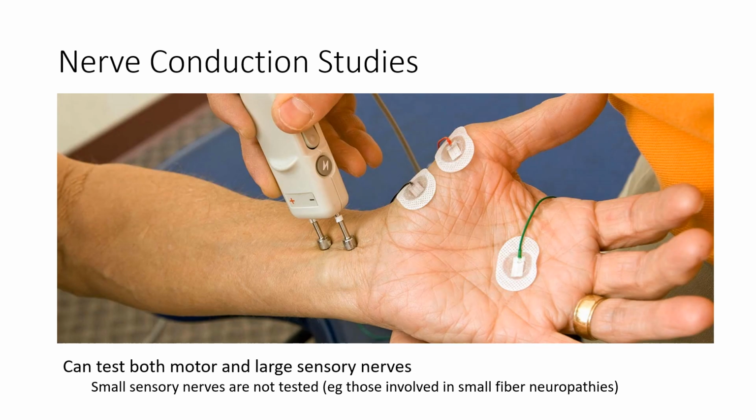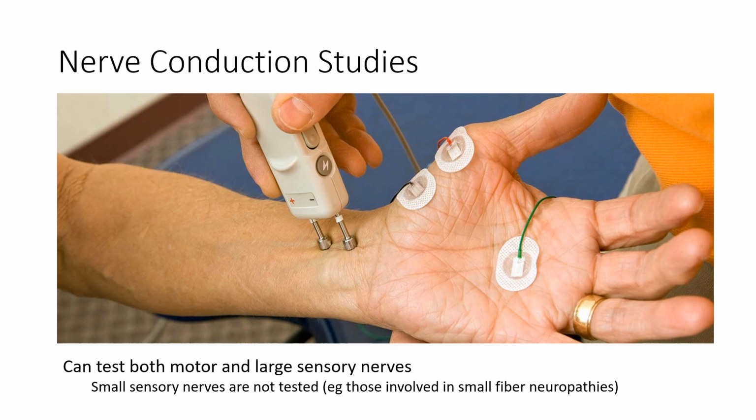So moving on now to talk about EMG and nerve conduction studies. So we'll start with nerve conduction studies. Nerve conduction studies are electrical studies in which we look at both motor nerves as well as large sensory nerves. So nerve conduction studies are not able to test small sensory nerves, which are the ones most commonly involved in distal symmetric peripheral neuropathies or small fiber neuropathies.